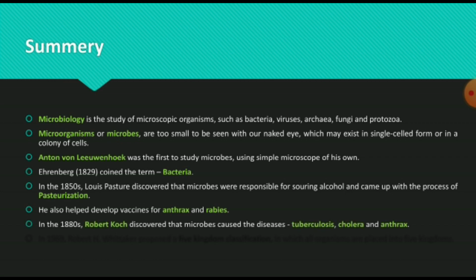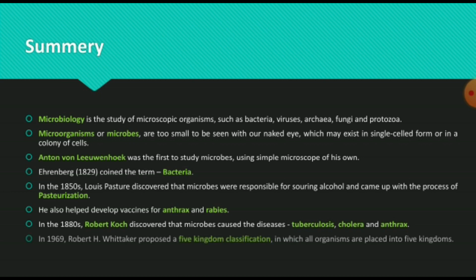In 1880s, Robert Koch discovered that microbes caused diseases like tuberculosis, cholera and anthrax. And in 1969, Whittaker proposed five kingdom classification. In this five kingdom classification, he grouped all living organisms into five categories. They are Kingdom Monera, Protista, Fungi, Plantae, and Animalia.